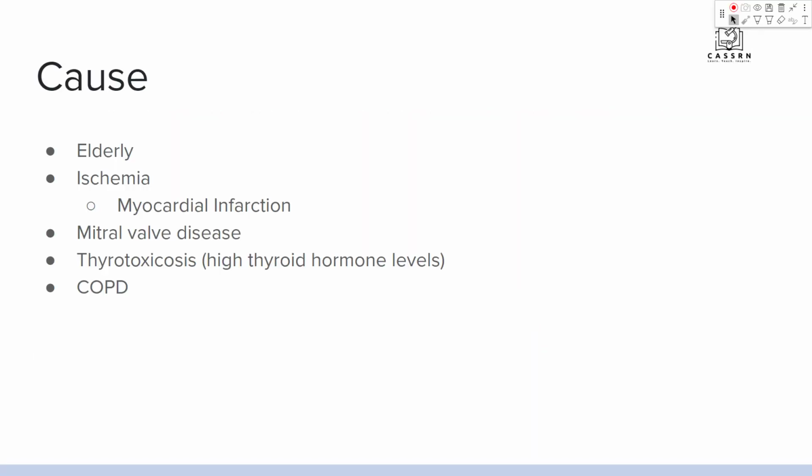The causes of atrial flutter can be age, just being an elderly person. It can be ischemia, such as something that might happen when you have a myocardial infarction or a heart attack. It can be caused by mitral valve disease or thyrotoxicosis, which is just high thyroid hormone levels, or something like COPD. So on your assessment, you might see a patient who's having anxiety or chest pain.